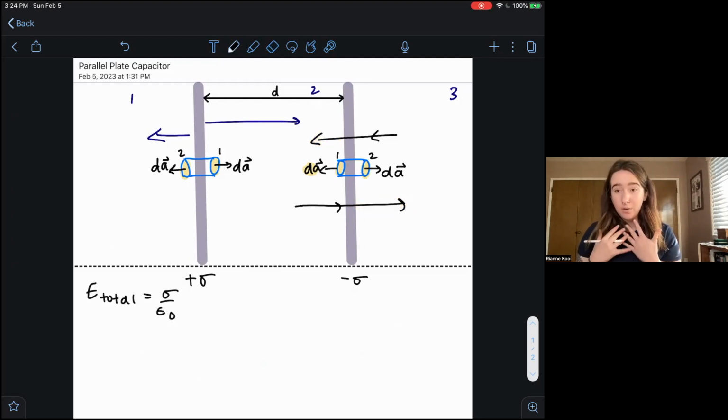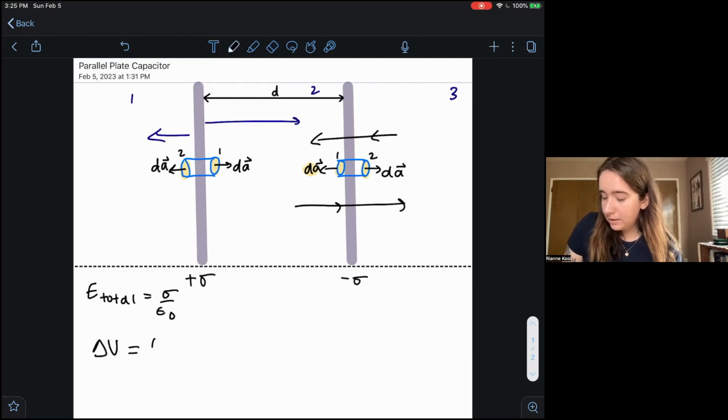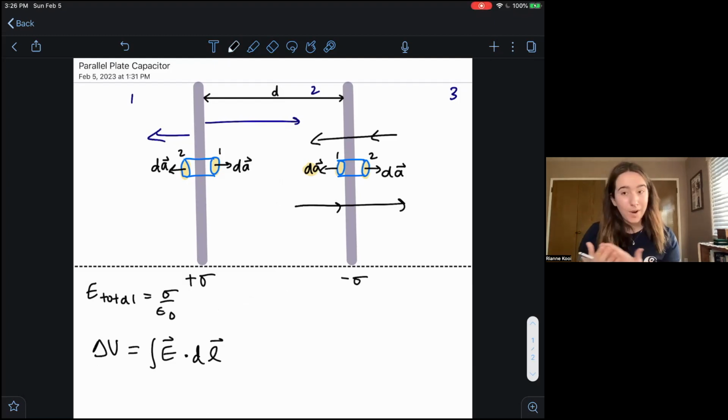Okay, so now we want to solve for the potential difference. So let's just go for it. Our potential difference, delta V, is defined as the integral of E dot dl, where dl is some vector. So what we are looking for is this delta V. We've already solved for our electric field in region 2, and we want the potential in region 2, with this distance d.